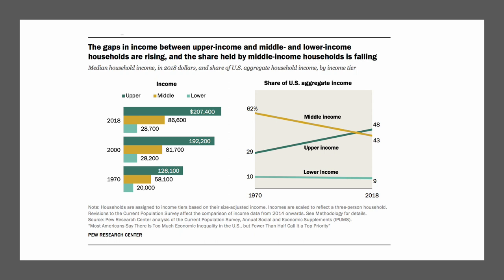Well, back in 1970, the middle income got 62%. The middle class got 62% of the total aggregate income every year. The upper class, 29%, and the poor, 10%. Look where we are now. The upper income have shot up, 48%. They're getting half, like the other graph showed. They're getting half the income every year, the rich.